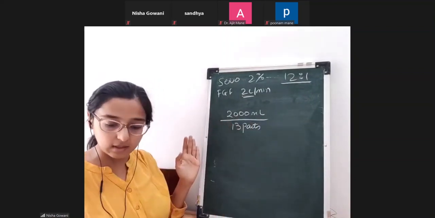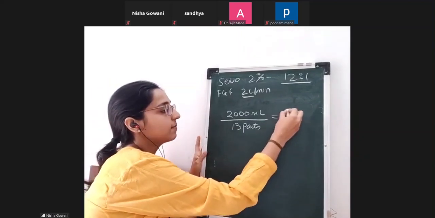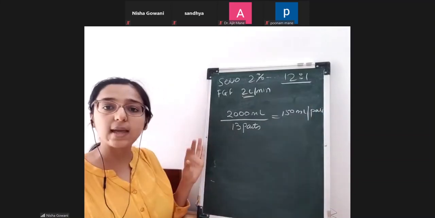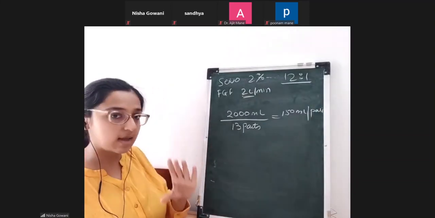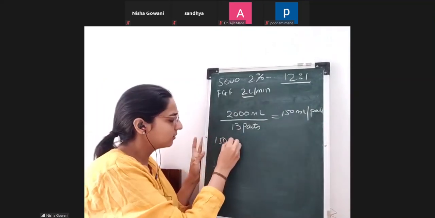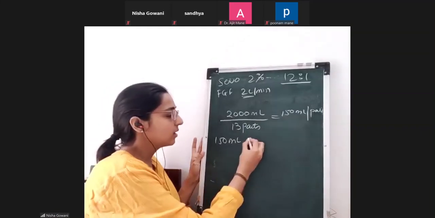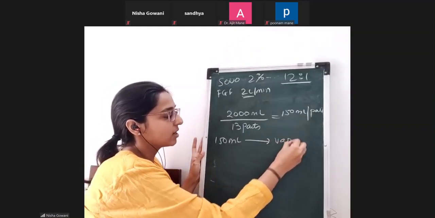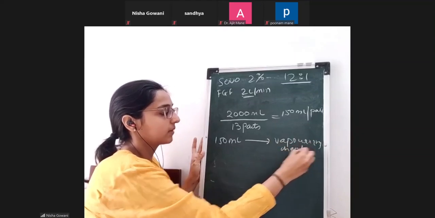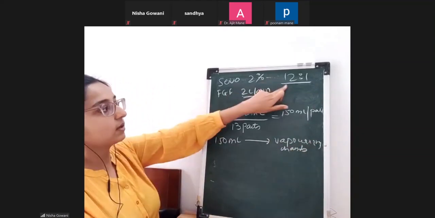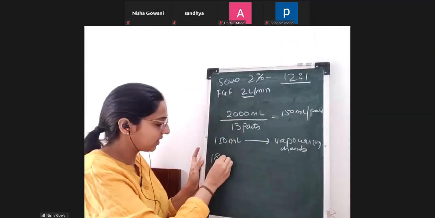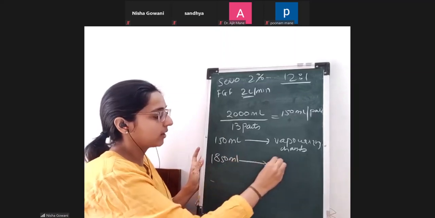Just stay with me with the mathematics. When you solve this, it comes to about 150 ml per part. Stay with me. This means that 150 ml of that gas is going to the vaporizing chamber, and 12 into 150 will give me what? 1850 ml is going to the bypass.